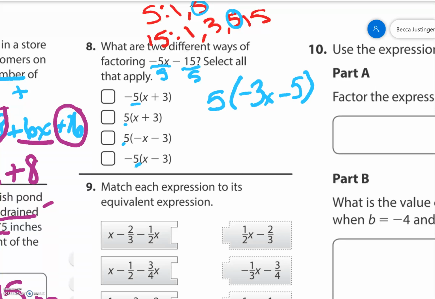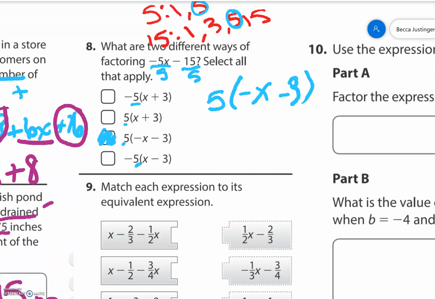Oh, I did something wrong. Beep, beep, beep, back up. I hope someone caught that. Negative 5x divided by 5 is negative 1x, so it's just negative x. So that's why I could catch myself again. Wow, guess I forgot how to divide by 5. Negative 15 divided by 5 is negative 3. No wonder none of my answers matched. So that's the third one.